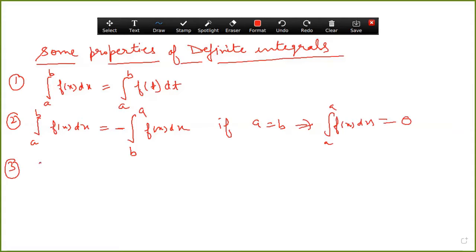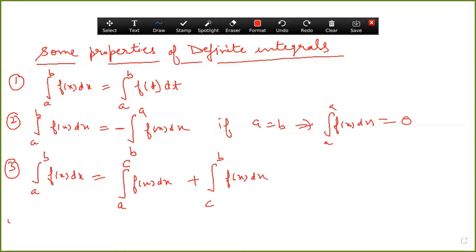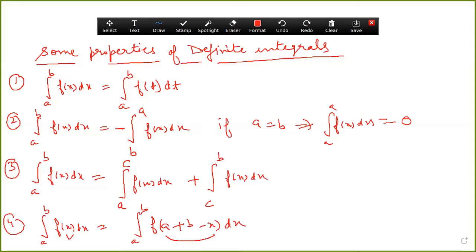Third property: integration from a to b can be calculated by splitting, or getting another point in between a and b. From the a to b interval, you take c, any point which is lying between a and b, that is, a to c and c to b, f(x) dx. Now, fourth property: integration from a to b of the function can be done as integration from a to b of f(a + b - x) dx. When you replace this x by a + b - x, the integration values are the same.